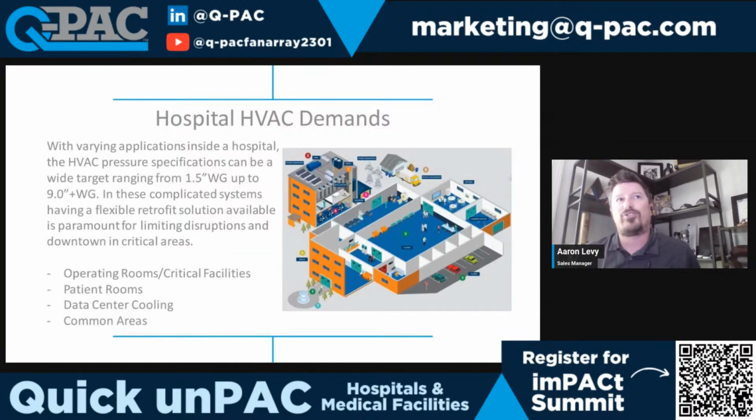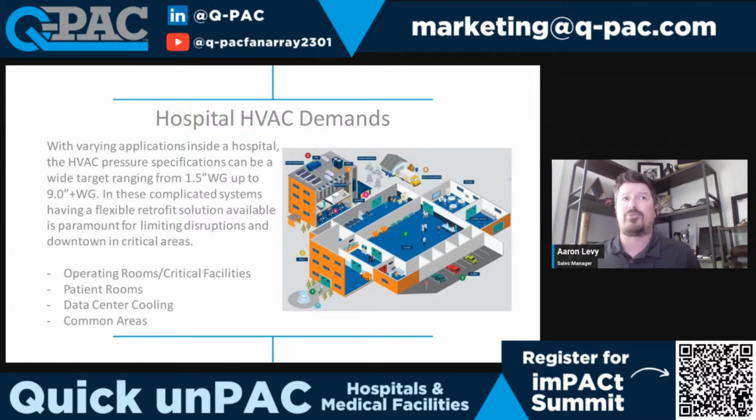So we're going to start off by talking about hospital HVAC demands. It varies in their applications depending on where you are in a hospital. Some of the pressures can go anywhere from 1.5 inches up to about 9+, when you're looking at clean rooms and operating rooms and things like that with all the HEPA filters that they have in line.